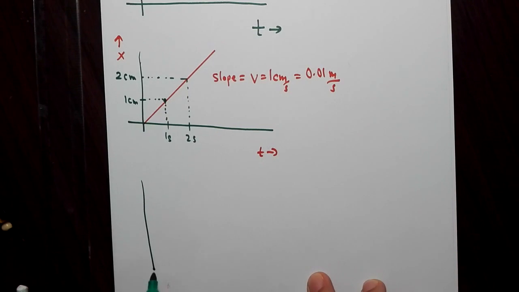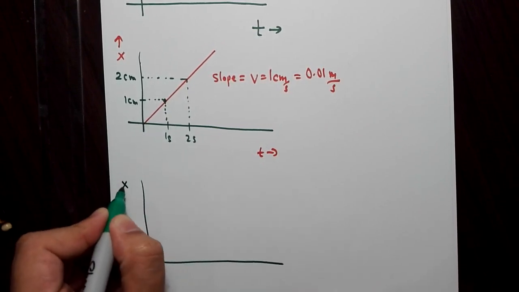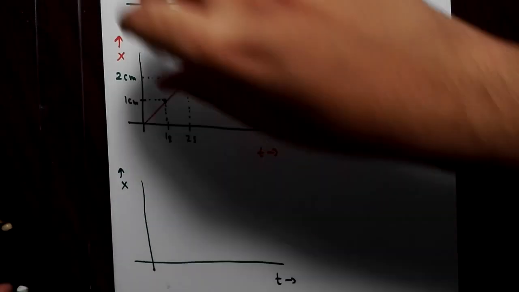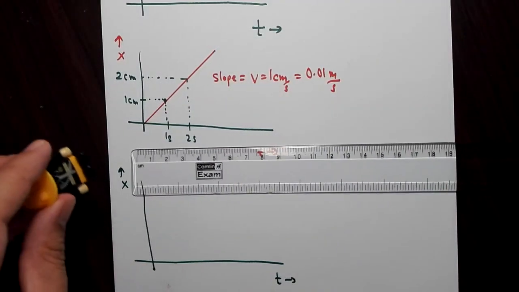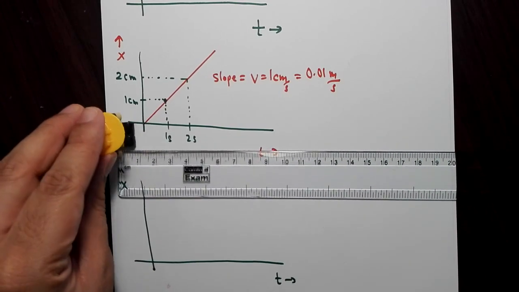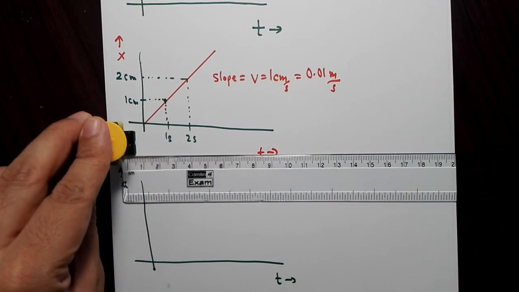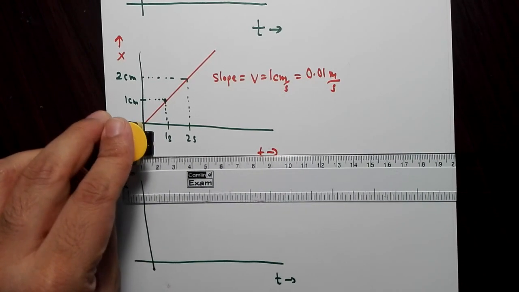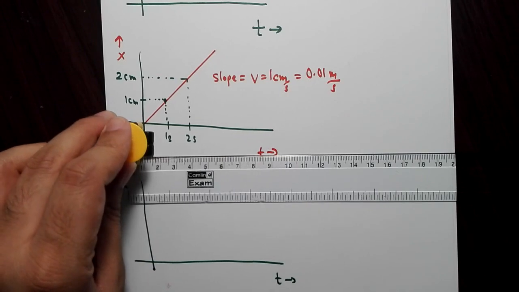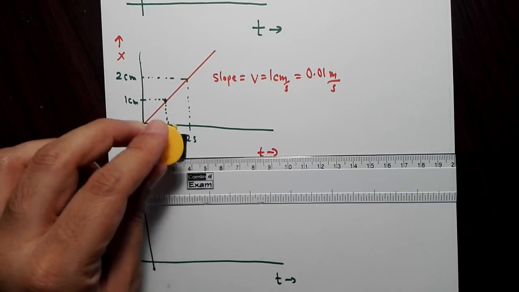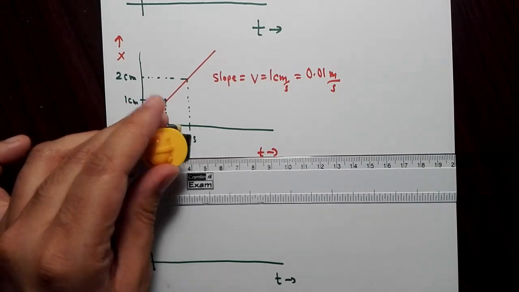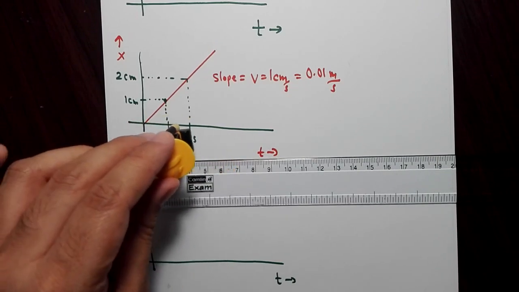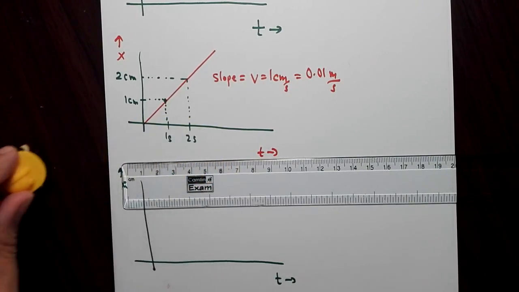Okay, now let's move a step further, and let's draw another position versus time graph for the fireman, right? Now in this case, at t equals 0, Mr. Fireman is at x equals 0, right? And then in 1 second, he'll be at 1 centimeter. In the second second, he'll be at 3 centimeter, okay? And in the third second, he'll be at 6 centimeters, right? So you can see every second, the distance is increasing.